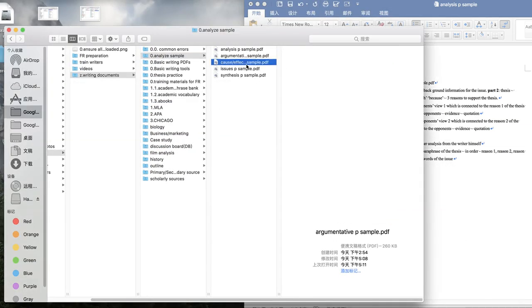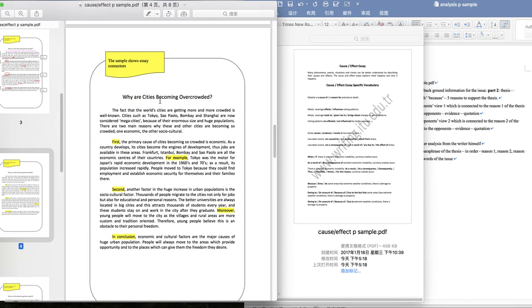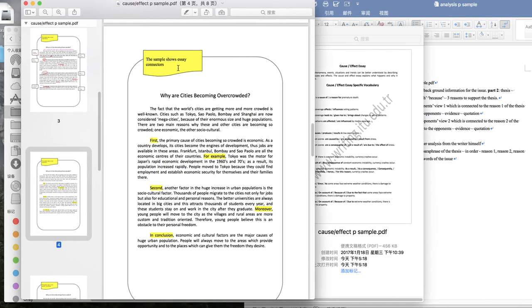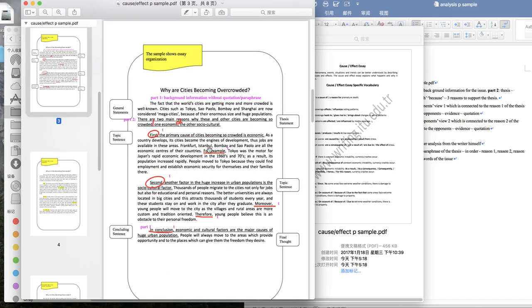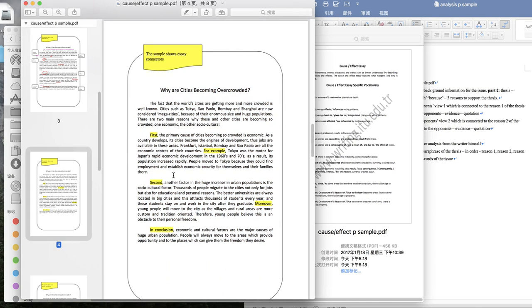All right. Oh, actually we haven't ended this part. Let's look. Oh yes, it says the sample shows essay connectors. That means transition words, which I showed you already. Good transitional words. They are all the same, right? So you know, good writers have the same thoughts.